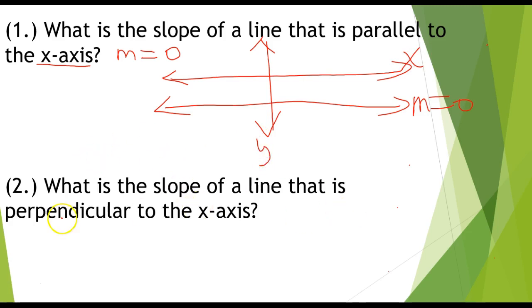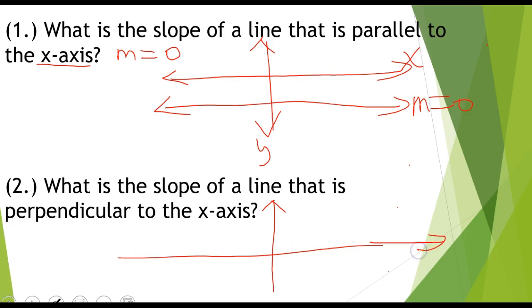Okay, what is the slope of a line that is perpendicular to the x-axis? Well, one line we know that is perpendicular to the x-axis is the y-axis. They form a 90-degree angle where they intersect. So both of them are perpendicular. And again, what do we remember about the y-axis? The slope of the y-axis is undefined. So it has no slope.